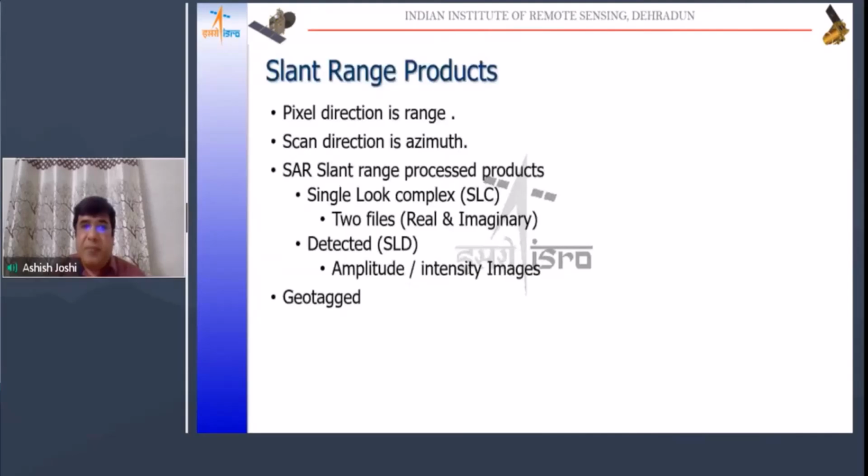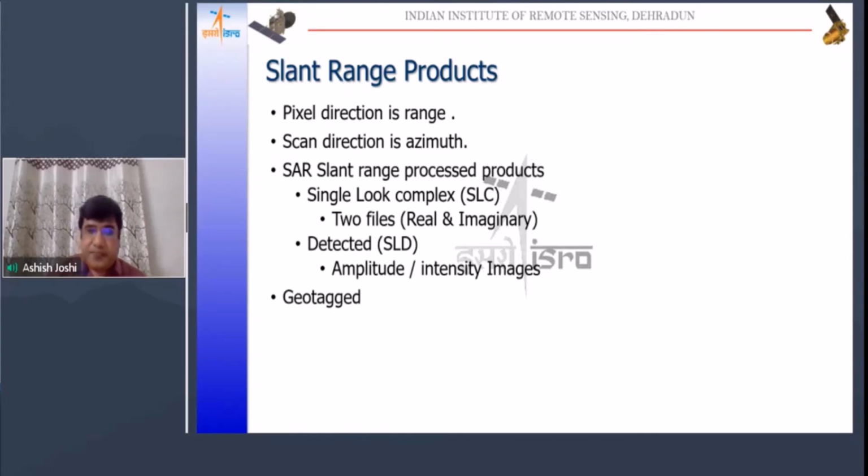So what are the properties of the slant range product? The pixel direction is range and the scan direction is azimuth. SAR slant range processed products can be obtained in two ways: SLC, single look complex, or the detected product. The SLC image contains two images, real and imaginary. In the detected product, we can convert to either amplitude or intensity images. The amplitude is the square root of real squared plus imaginary squared, and they are geotagged, meaning the lat-long positions are attached to the pixels.